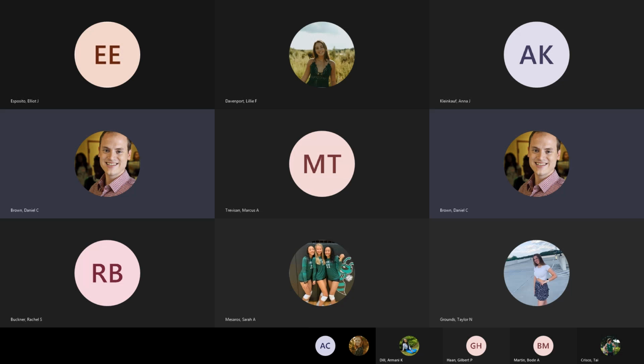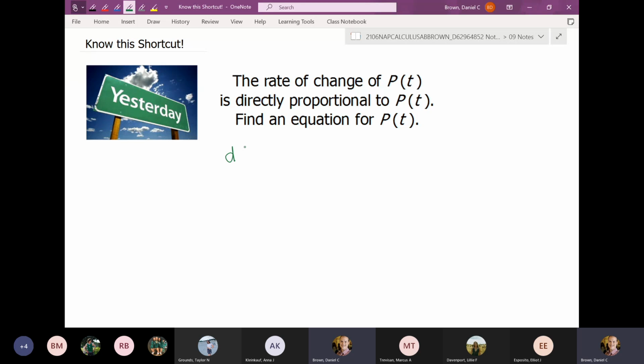We have the rate of change of P of t, so that would be dP/dt, is directly proportional to P of t. So we have our k times P, directly proportional to P, and we want to find the equation for that. The long way to do that: separate, integrate, and go from there. The shortcut is, this looks just like this format, dy/dx is equal to ky, which we know is going to become an exponential growth or decay problem.